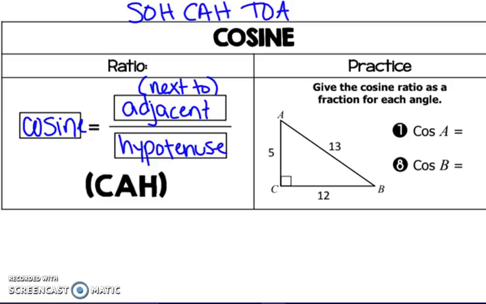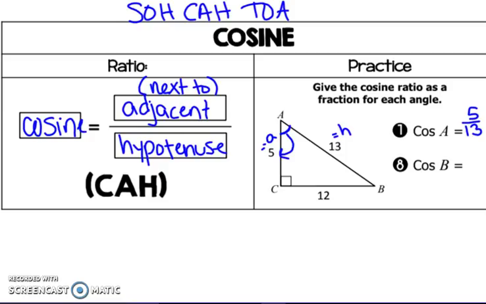If we look at our practice, again, we want to be able to label our sides. Your hypotenuse is always the side opposite the right angle. So 13 is going to be my hypotenuse in this case every time we talk about this right triangle. If I want to do the cosine of A, I want the side that's right next to it. I can't choose 13 because 13 is already my hypotenuse. So I have to choose one of my legs, which is 5. So my ratio for cosine of A is going to equal 5 over 13.